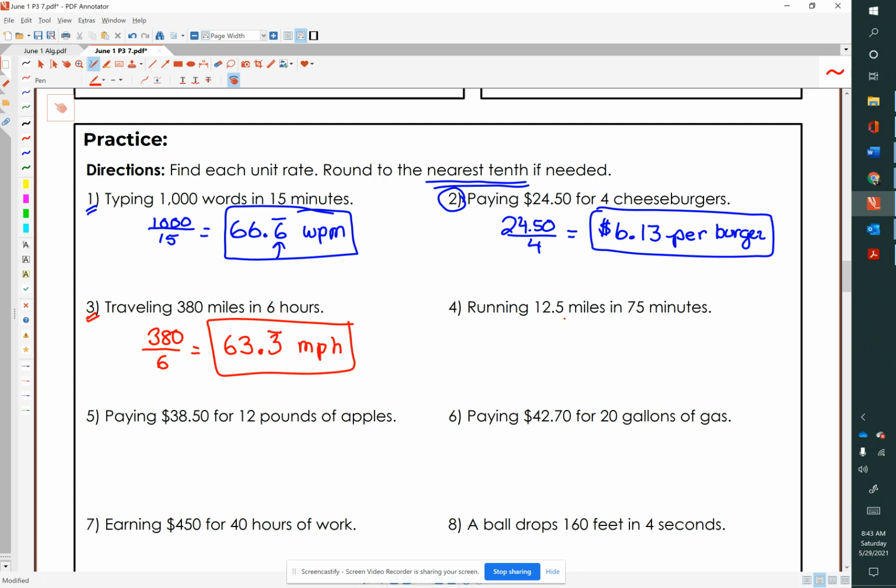Well, this one's about running 12.5 miles in 75 minutes. We're going to put the 75 in the numerator, the 12.5 in the denominator, because we want to find out how many minutes per mile. And when we divide, we will find out that we are running a mile in 6 minutes. So 6 minutes per mile.